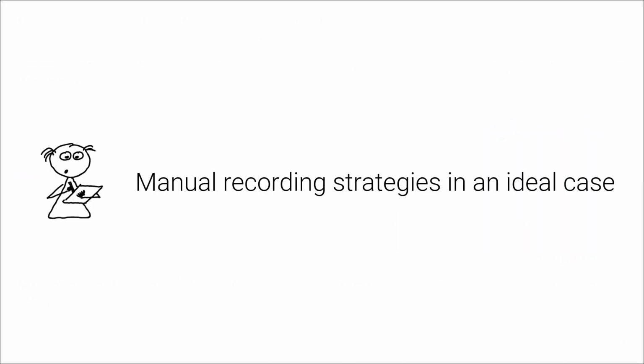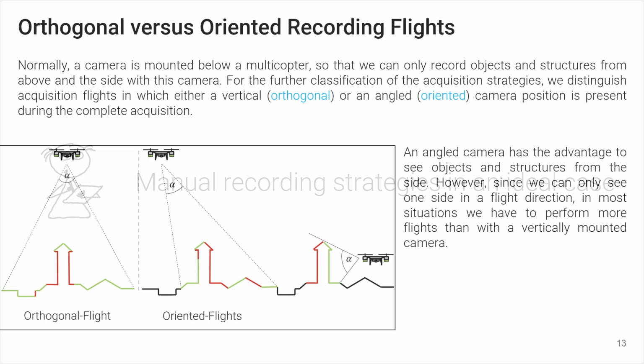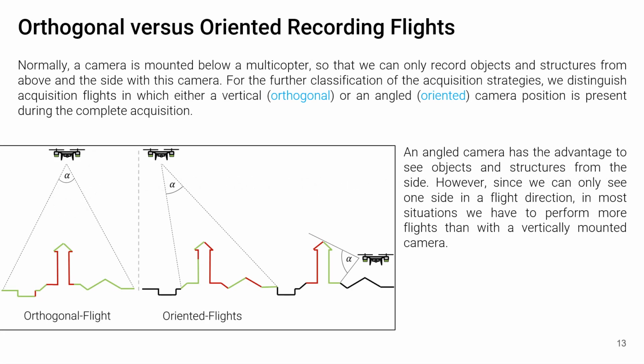Let's take a look at manual recording strategies in an ideal case. Normally, a camera is mounted below a multicopter so that we can only record objects and structures from above and the side with this camera.